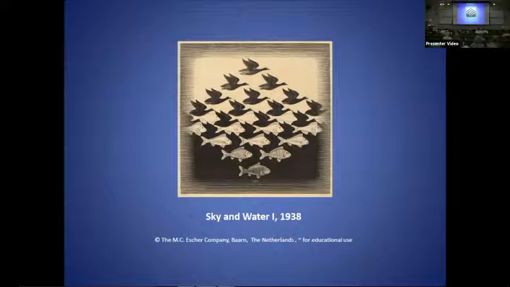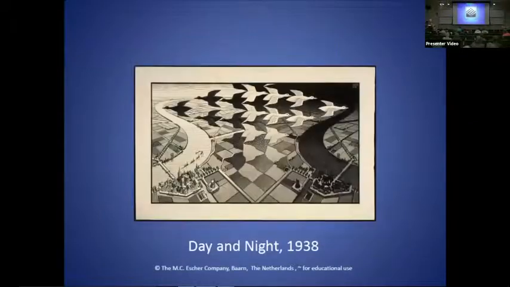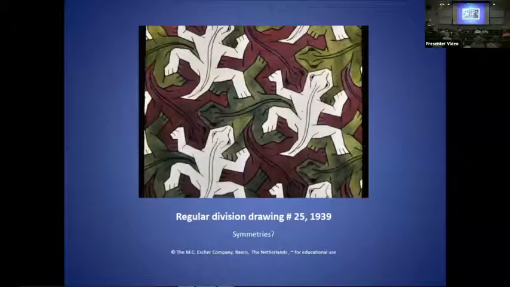So he's getting into what he called metamorphosis, where you have one set of patterns here, and as you move through the design, they metamorphose into other objects. So down below you have white fish and black water, and above, the black water metamorphoses into black birds against a white sky. Okay, and here's the day and night one again, which I discussed earlier.